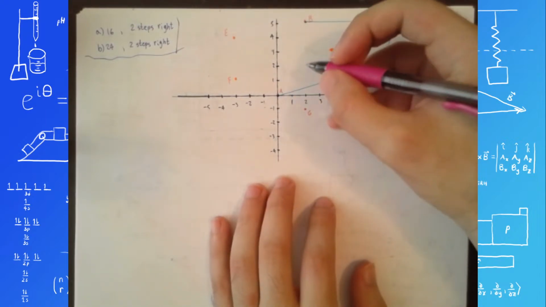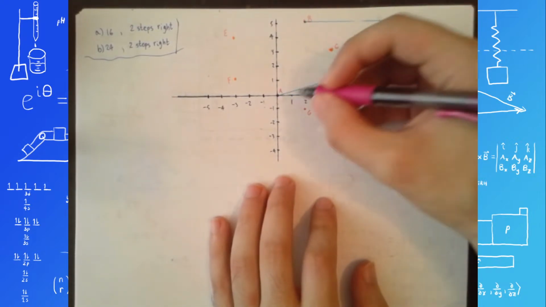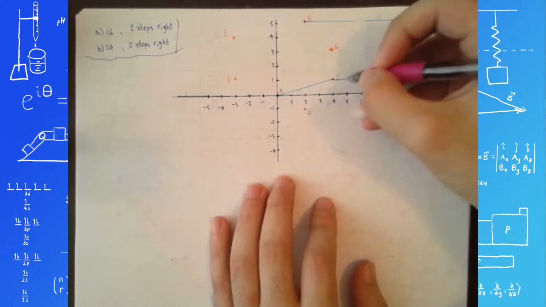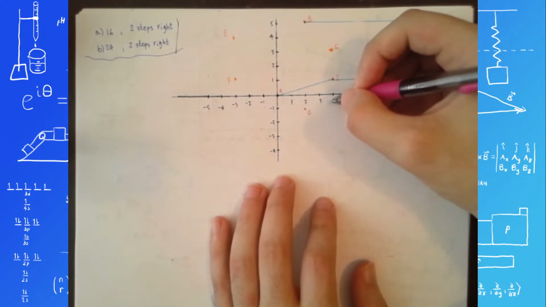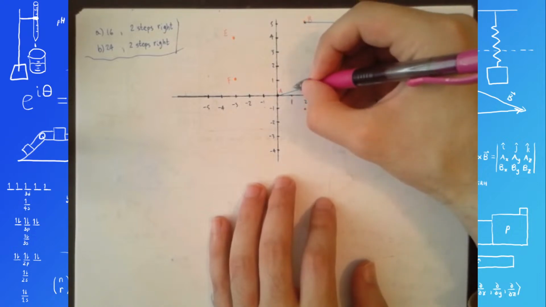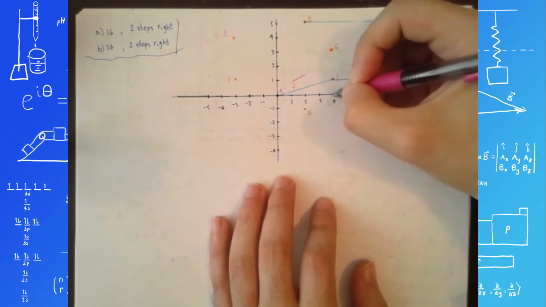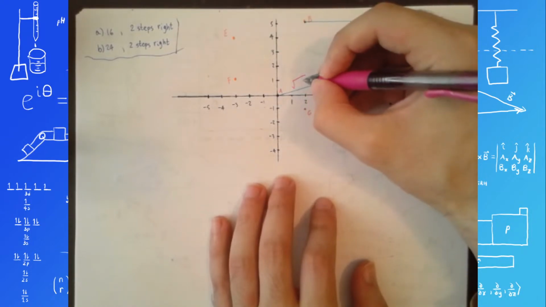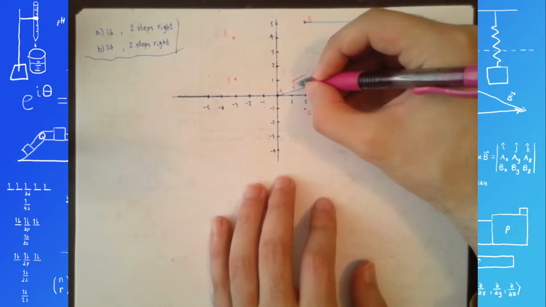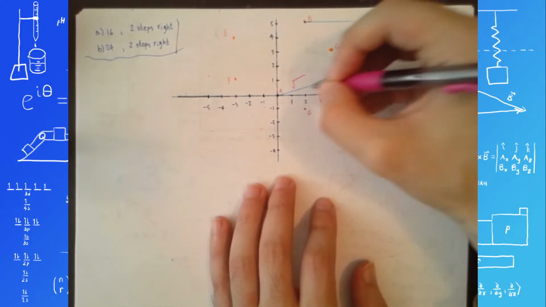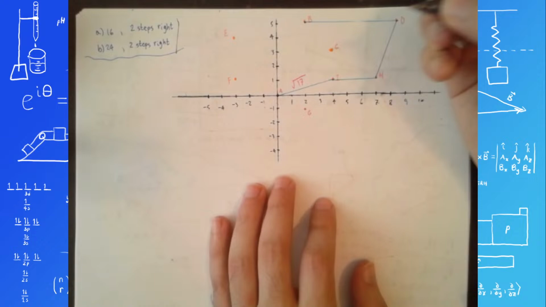Well, we'll probably convert everything to decimals in the end. So from here to here, we've got 4 to the right and then 1 up. So that's going to be the square root of 4 squared plus 1 squared. That's the square root of 16 plus 1, square root of 17.